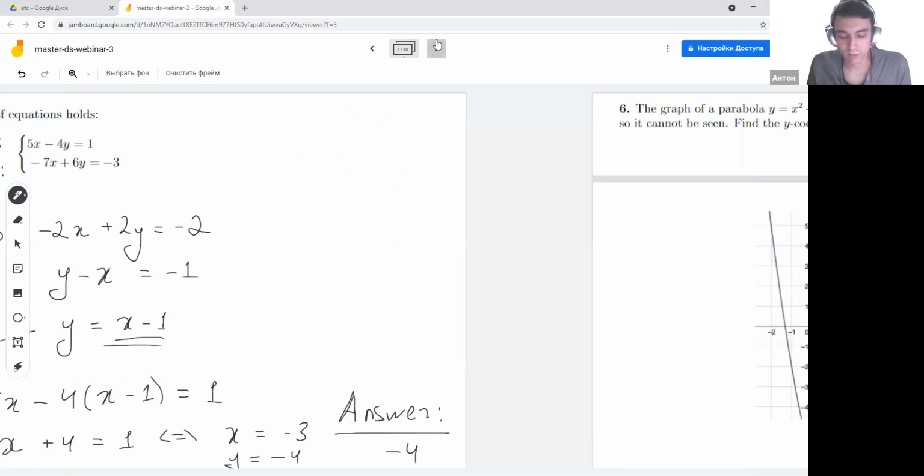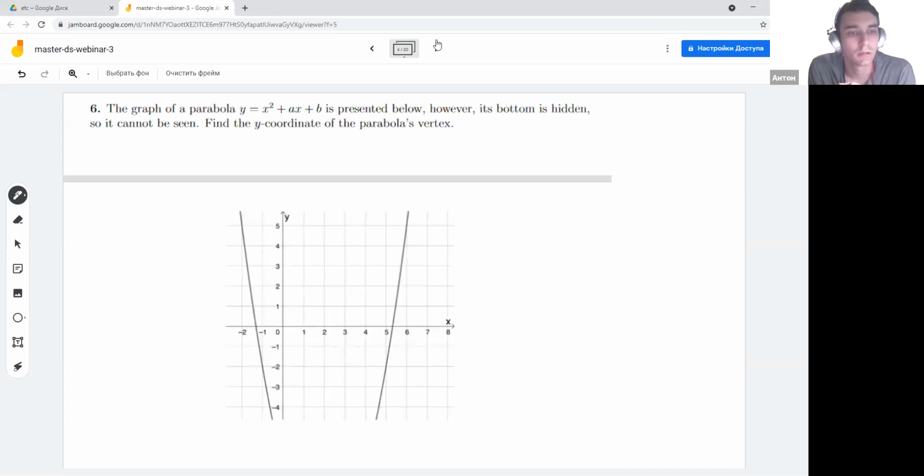So moving further, problem number 6 deals with a parabola of some unknown equation, with two coefficients we don't know. And we even don't see the full picture. So we have the graph, but somewhere there is its bottom, which we don't know. We are asked to find the y coordinate of the bottom, the vertex of the parabola.